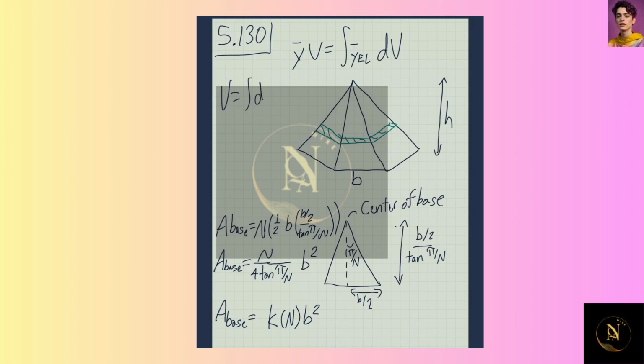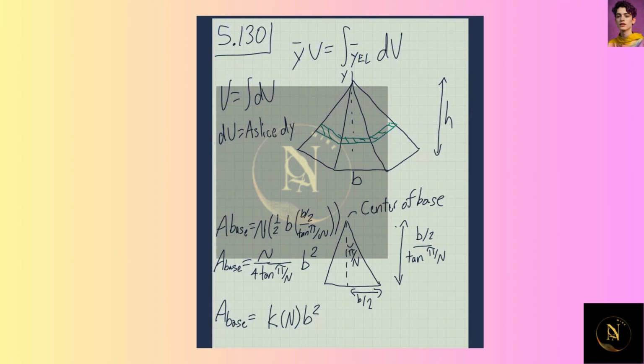And we need the area of the base to find the area of the slice, because we need the volume in our centroid equation, which is equal to the integral of dv, where dv is equal to the area of the slice times the change in y. And the y-axis is going straight through, straight up and down, that is.